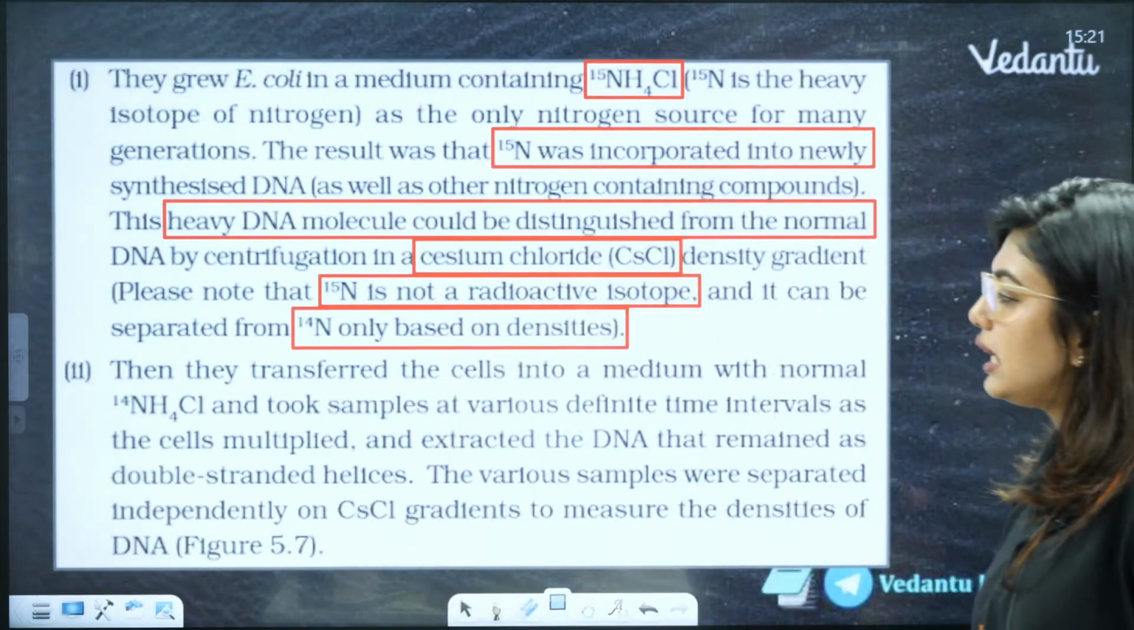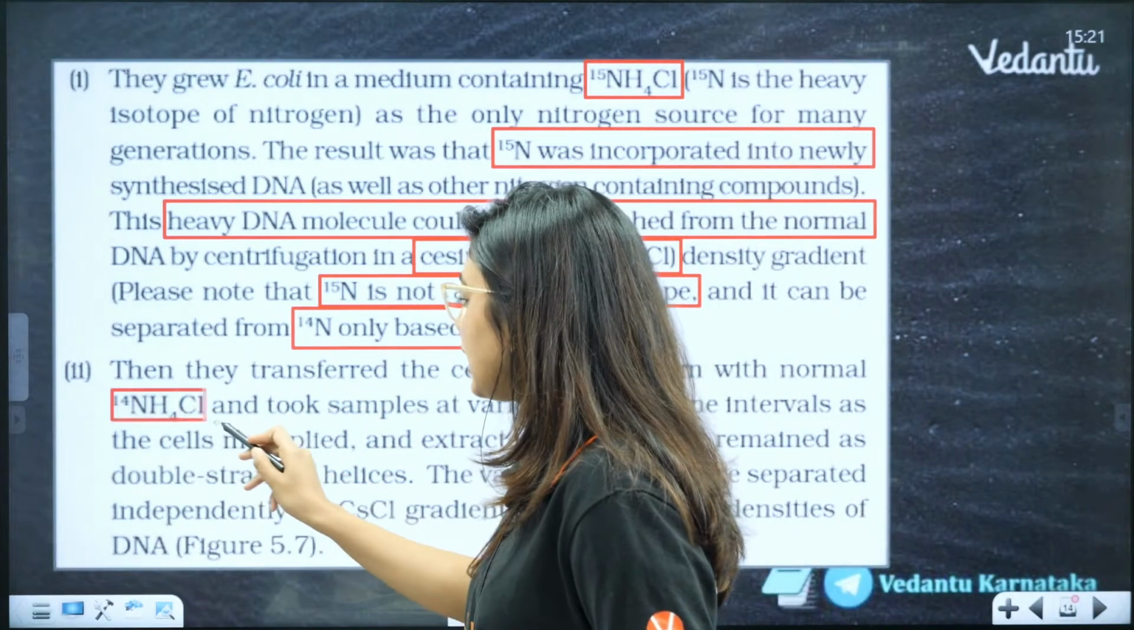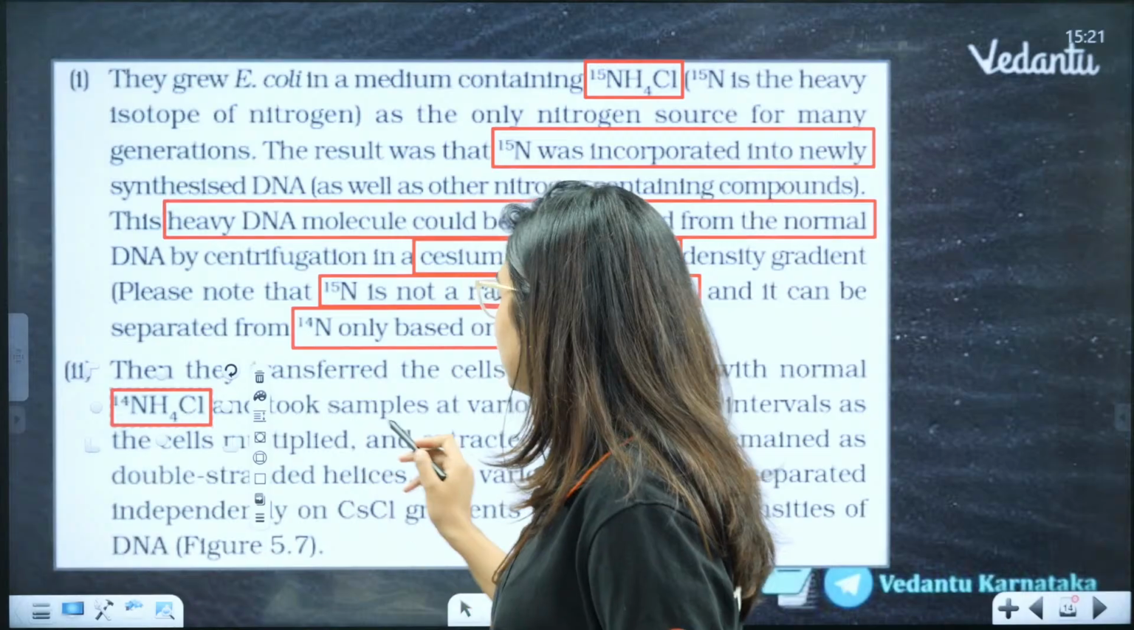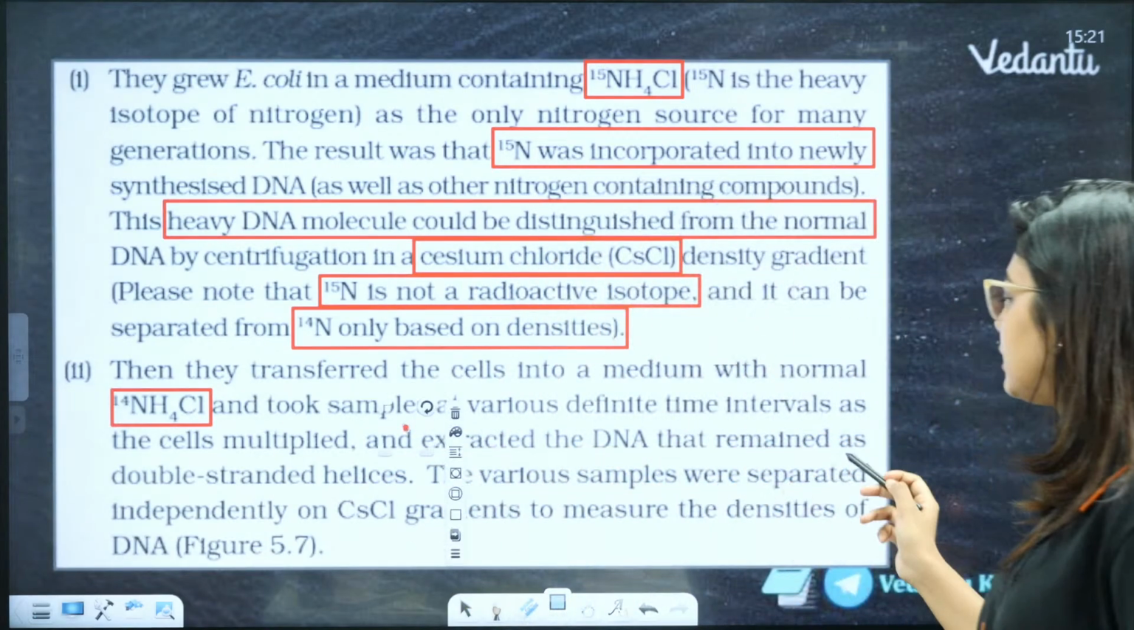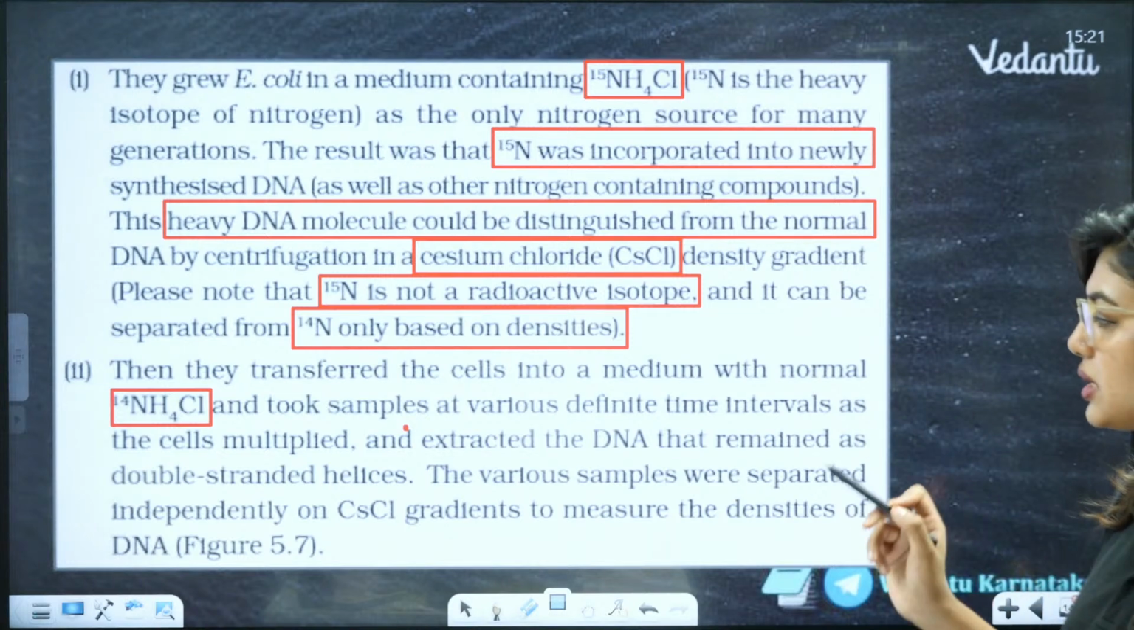Now then they transfer the cells into a medium with normal NH4Cl, okay, normal NH4Cl, and took samples at various definite intervals. As the cells multiplied, they extracted the DNA that remained as a double stranded helix.